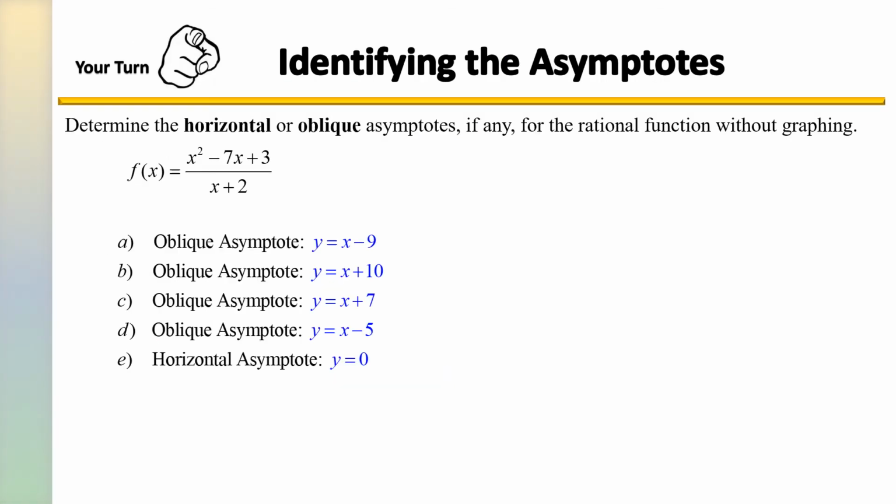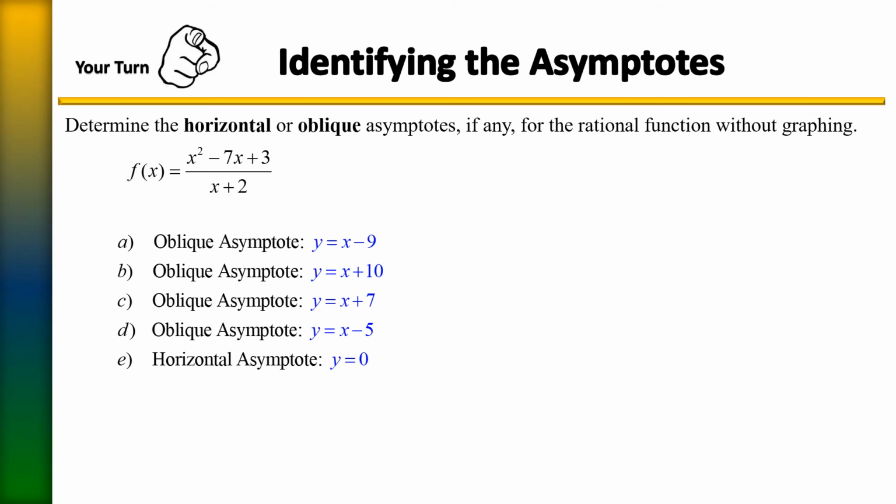In this example, we're asked to determine the horizontal or oblique asymptote, if any, for the rational function given without using a graphing tool. Okay, so here, let's take a look at our degrees of both the top and the bottom. The degree of that polynomial is a degree of 2. The bottom polynomial has a degree of 1. And recall, whenever the degree of the numerator is greater than the degree of the denominator, there will be no horizontal asymptote. So we can cancel choice E because there is no horizontal asymptote.